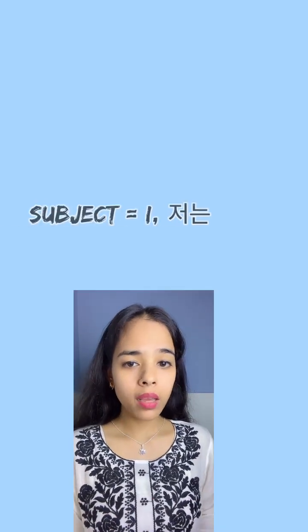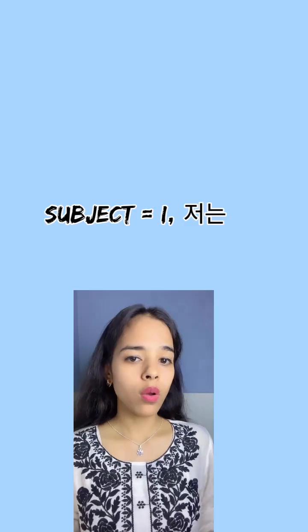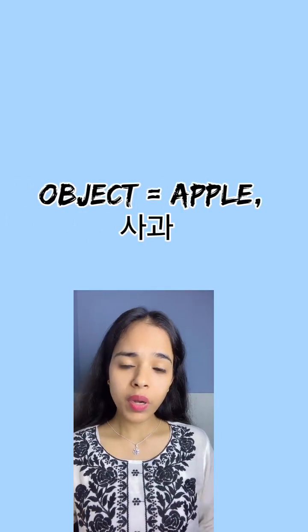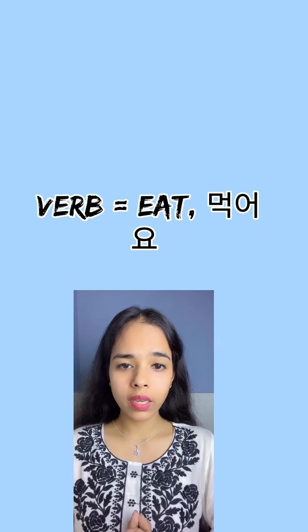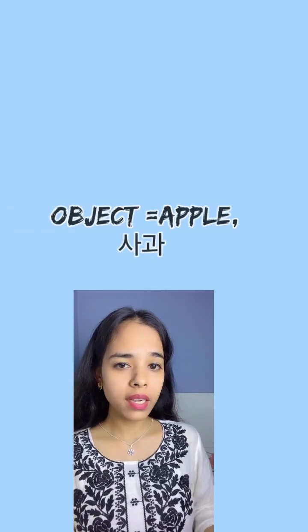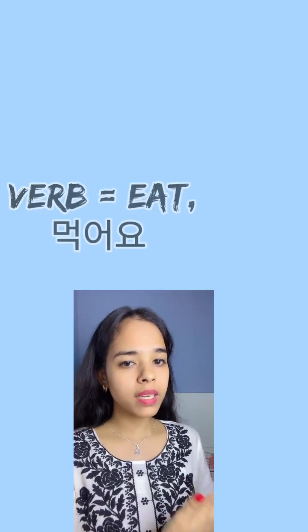So what we did, हमने क्या किया, हमने पहले सब्जेक्ट लिया, फिर हमने ऑब्जेक्ट लिया, एंड देन हमने लास्ट में जाके वर्ब को उठाया. Okay, what we did is we took first subject and then object, and then we took verb at the end of the sentence. So this is basic structure of a Korean sentence. ये एक बहुत basic structure है Korean sentence का.